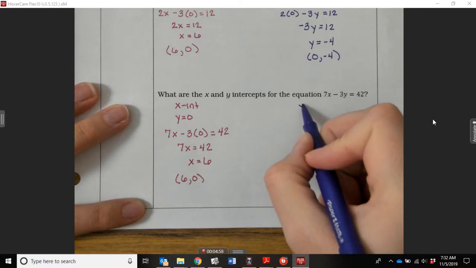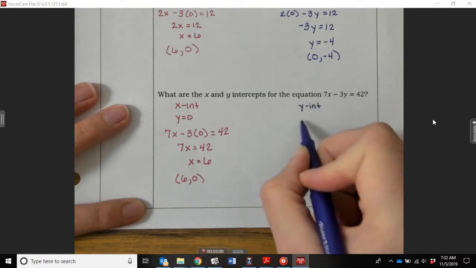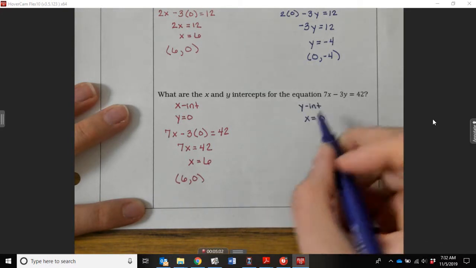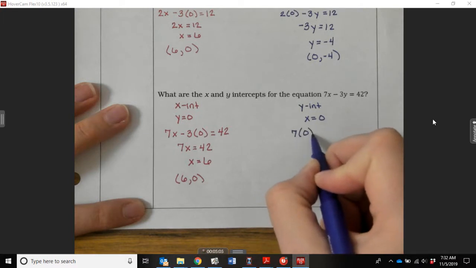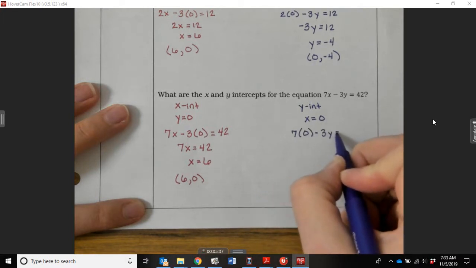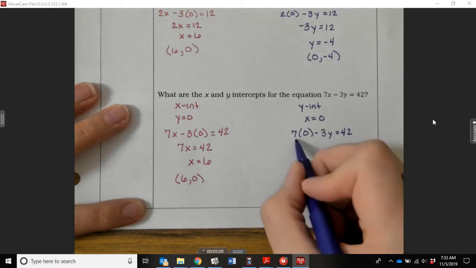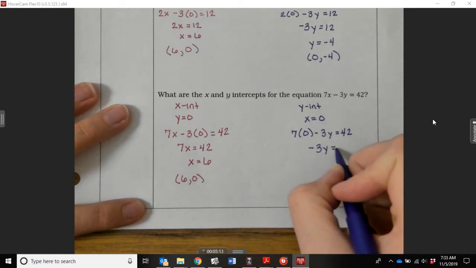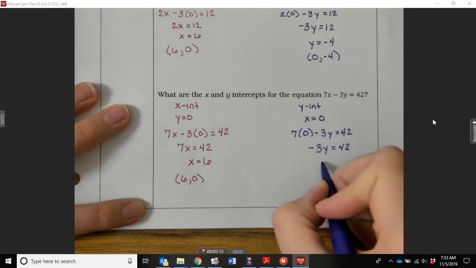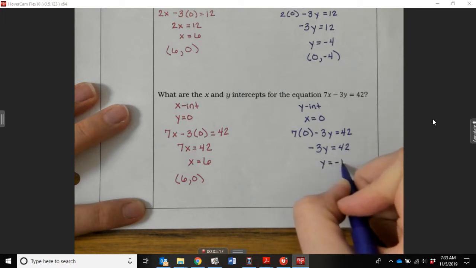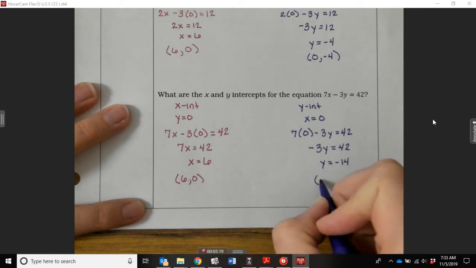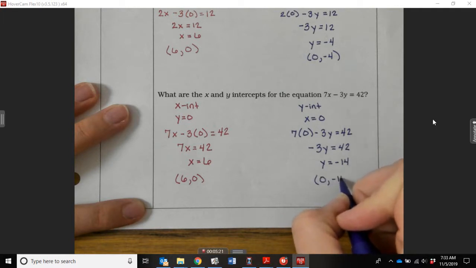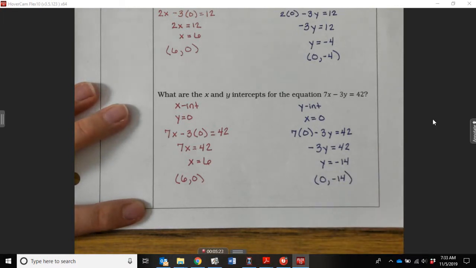And then if I want to find the y-intercept, my x is 0. So 7 times 0 minus 3y equals 42. So 7 times 0 cancels out. I have negative 3y equals 42. We divide both sides by negative 3. We get negative 14. So my ordered pair is (0, -14).